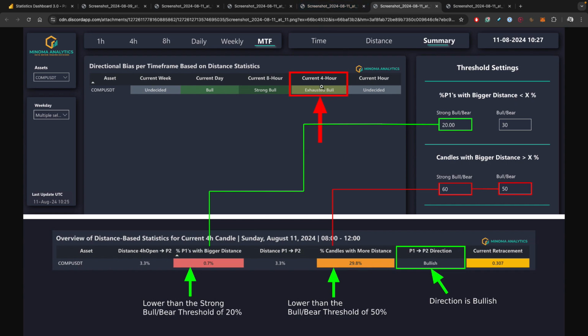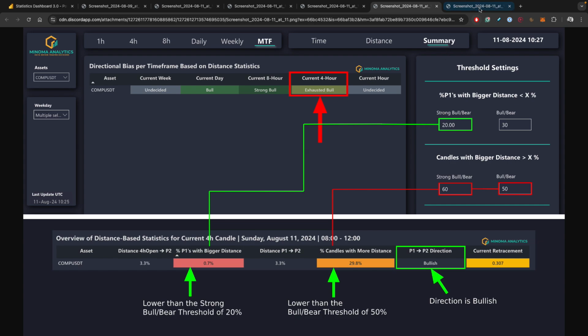And that's why this relates to exhausted bull. That is the exhausted bull mark. So simply put, this one is probably always being met, but the candles with more distance is no longer very much in our favor for further displacement. So that means that P1 is safe, but there is also not much more room to go to take out P2 again. And that's why this is exhausted bull.